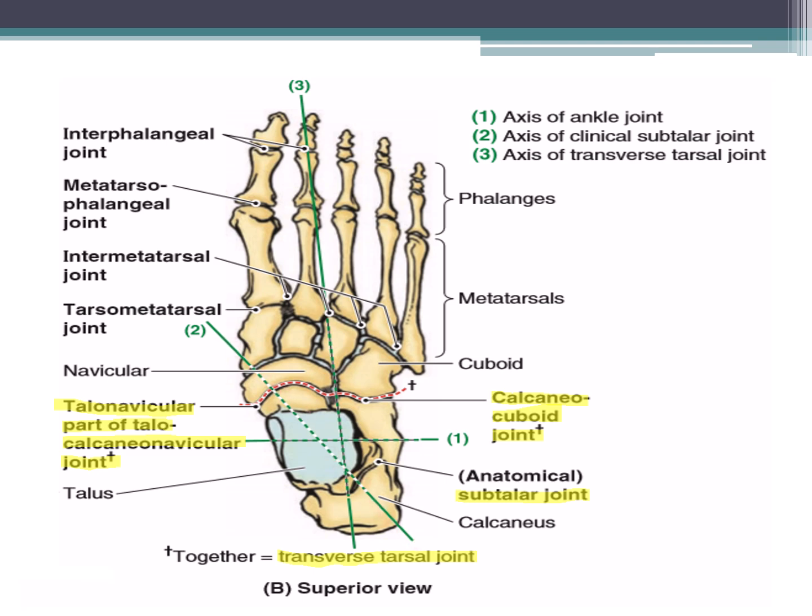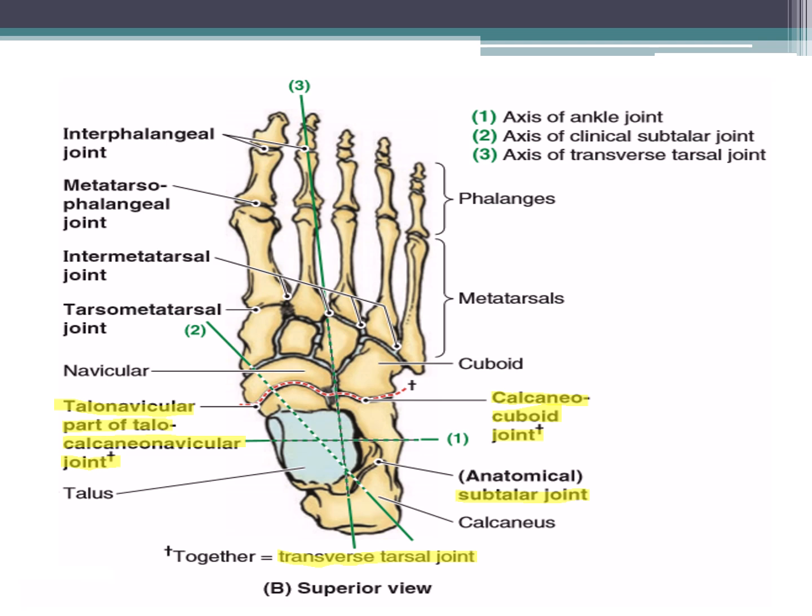And then we have the talonavicular part of the talocalcaneonavicular joint, which is a separate joint formed between the head of the talus and the navicular bone. In the same transverse plane, we have another joint between the anterior part of the calcaneum and the cuboid bone. These two joints, the talonavicular part of the talocalcaneonavicular joint and the calcaneocuboid joint, which lie along the same transverse plane, are together known as the transverse tarsal joint.